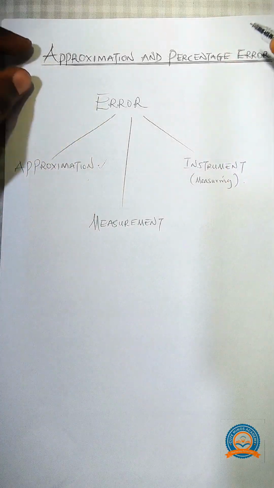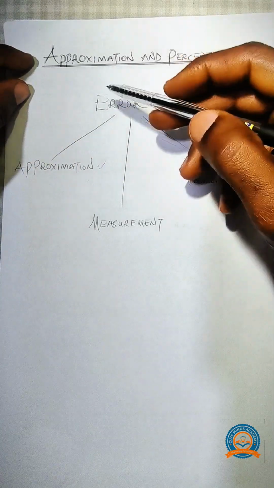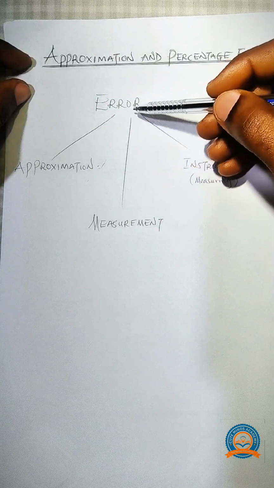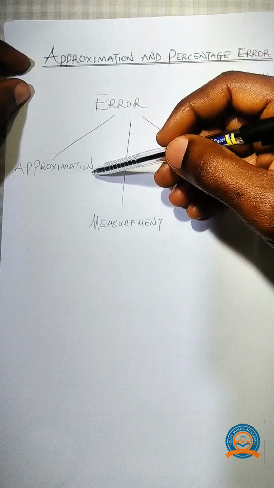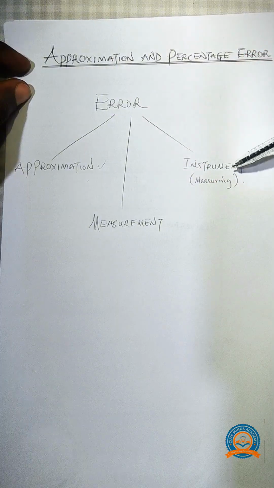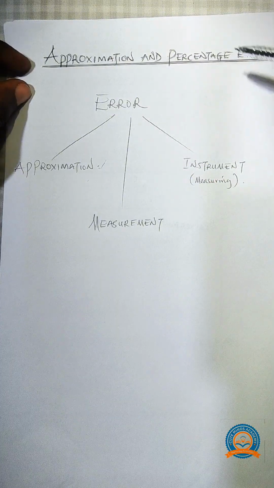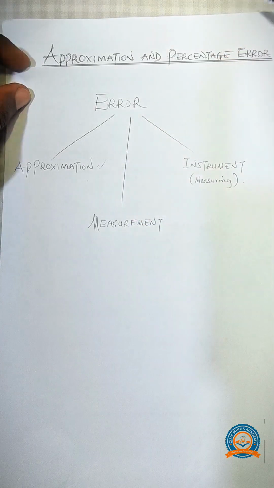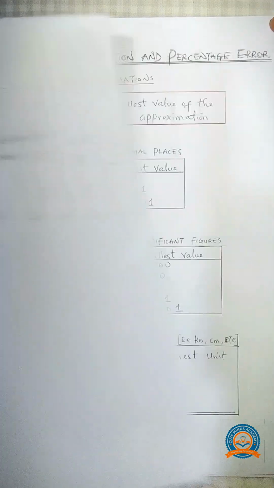Welcome back. Now let's discuss approximation and percentage error. As we know, we can find error in approximation or measurement, or we say we find error in a measuring instrument. In this lesson, we'll be discussing error in approximation. So let's get to it.